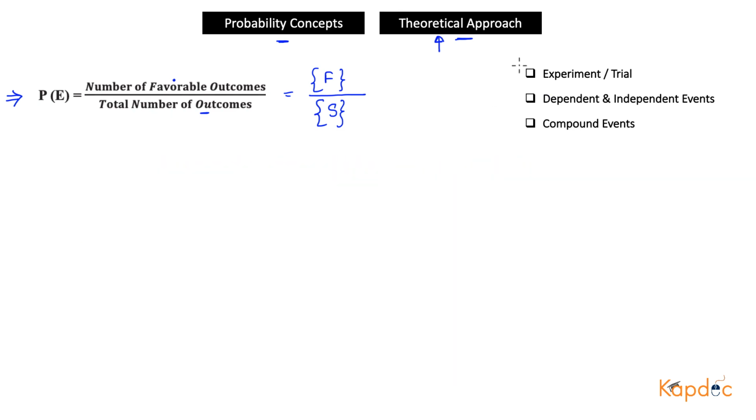And along with that, we will also try to learn about these fundamental building blocks. What is an experiment? What is dependent versus independent events? And also what is a compound event, okay? So let's take a look at our very first example to best understand the theoretical methods.